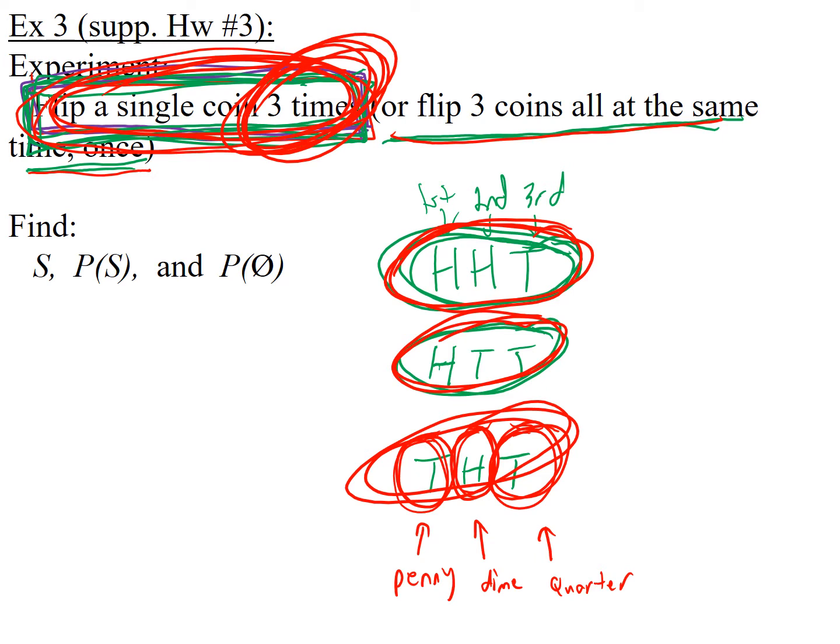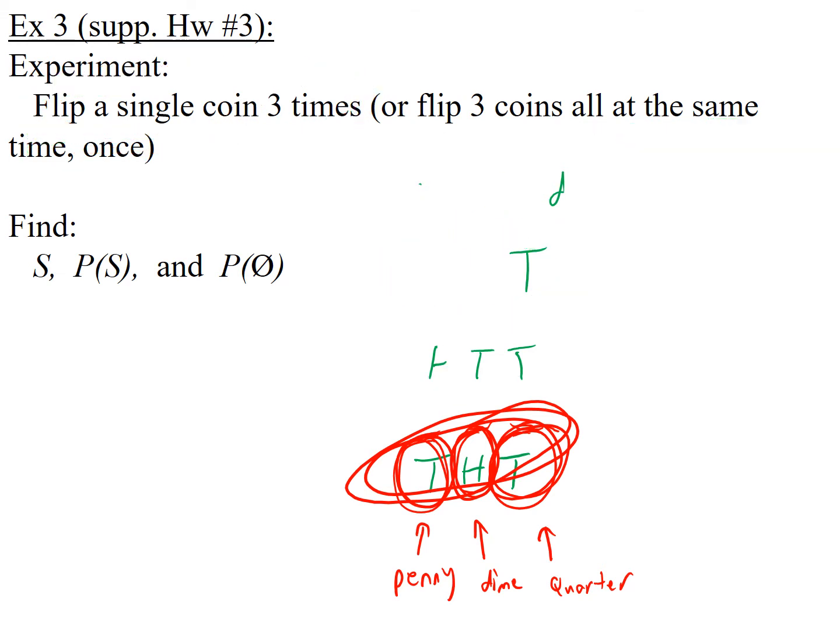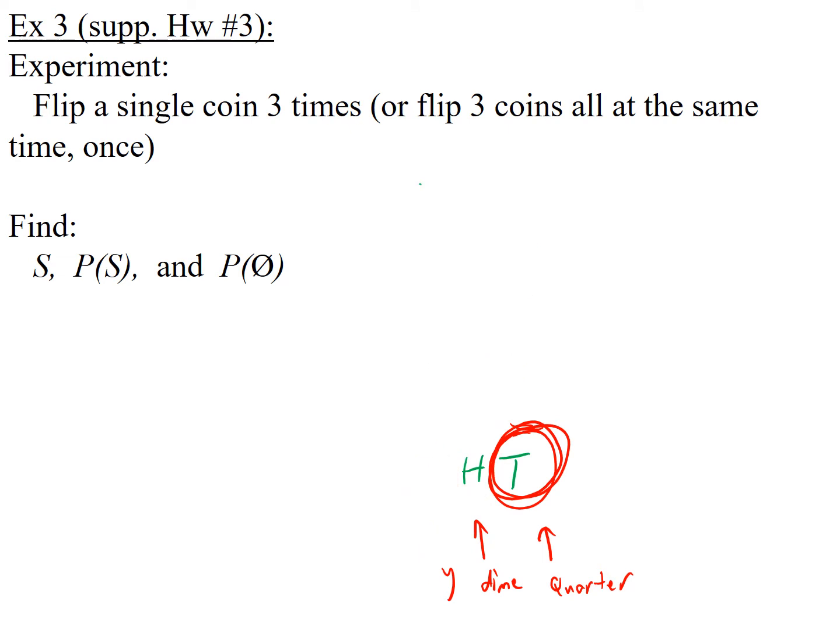Okay, now that we're clear on that, let's go ahead and find the things that it's asking us to find in this example. The first thing it's asking you to do is to find S. Normally in a problem, I'm not going to tell you what S stands for, but you know what it is because we talked about it in class. S stands for the sample space.